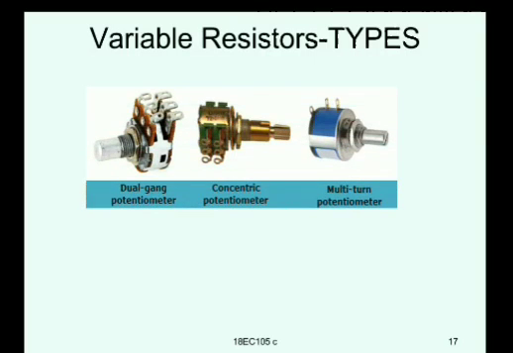Here you are able to see three different types of variable resistors. In fact, they are pots, of course. The first one is a dual gang potentiometer. You can see near the arrow there are two layers of carbon track with three terminals on each, on a sheet on which the carbon track is laid.